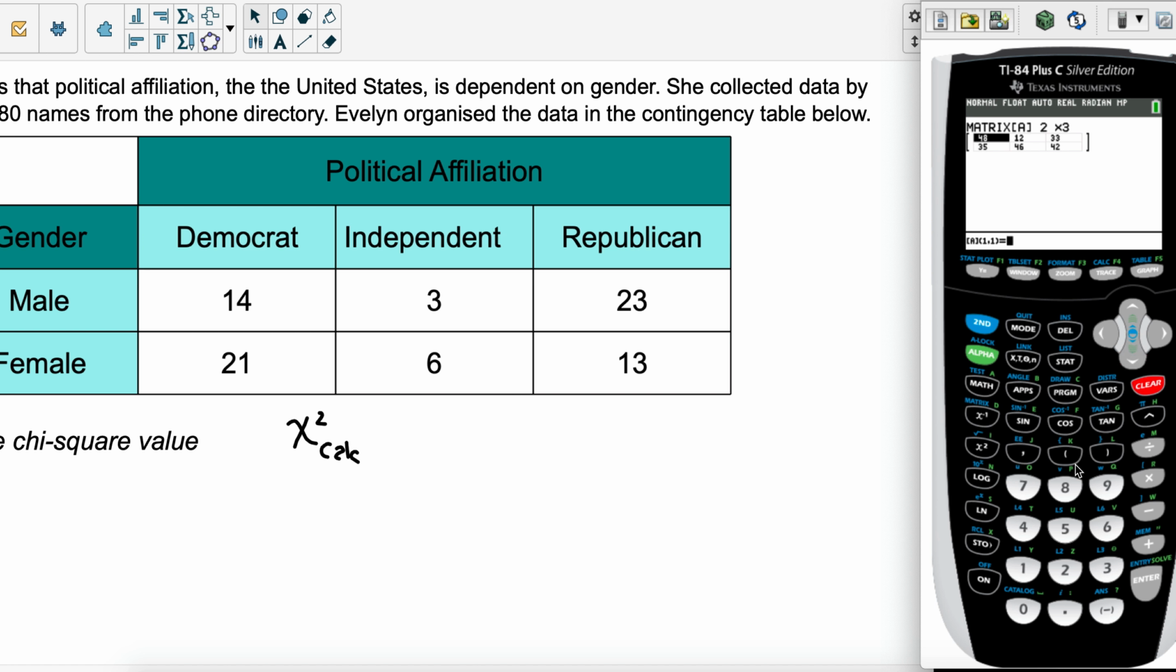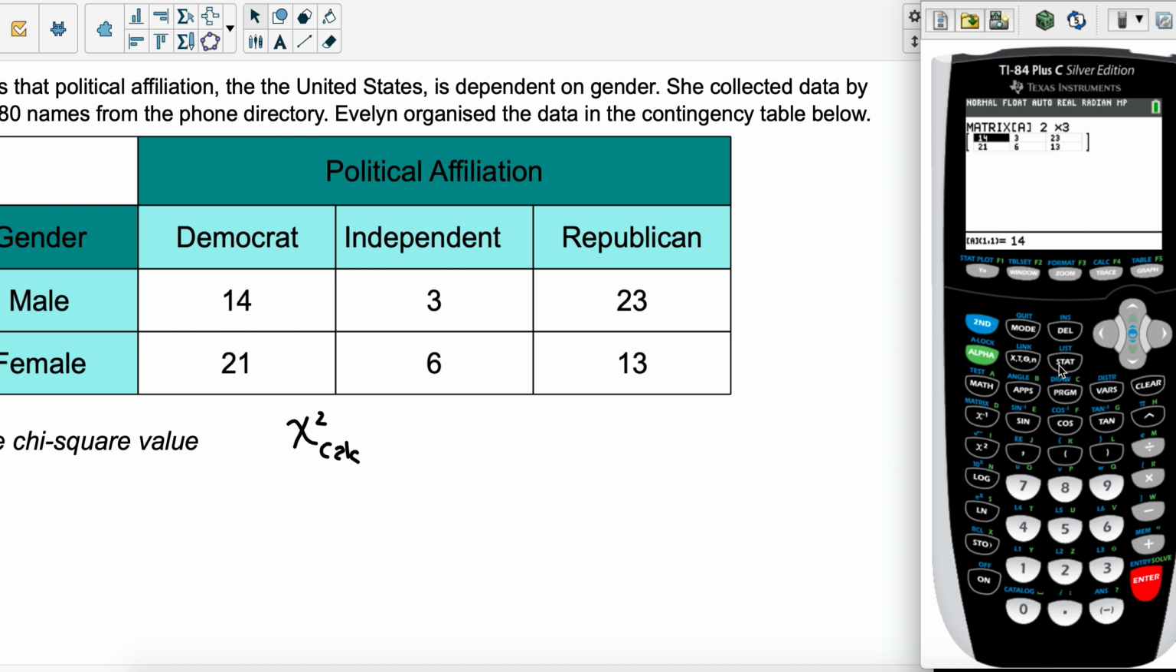I'm going to clear each value and write my proper values. So you enter, clear it, enter 23. You don't use the expected value in your calculator. You need to input your observed value because the calculator will do the expected value for you.